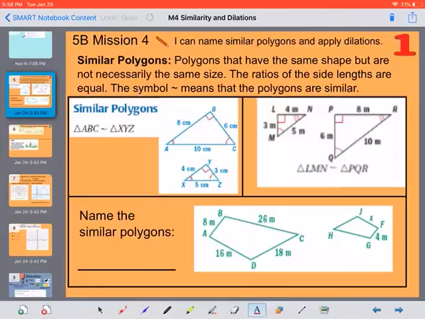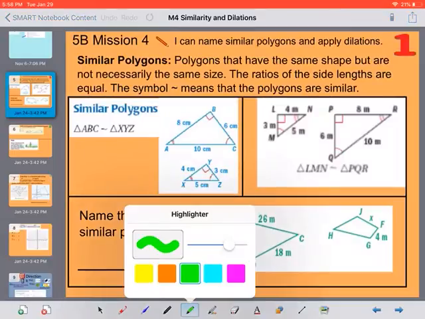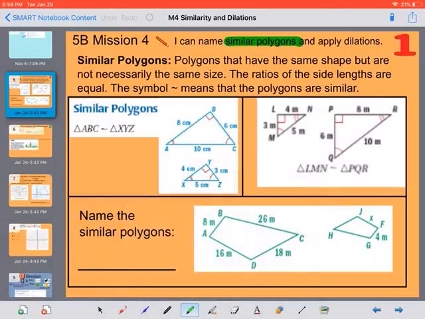Good morning. Today we are doing our last mission of this unit, mission 4, which is a little bit different than the previous ones. Today we are naming similar polygons and applying a dilation. First we're going to start with similar polygons.